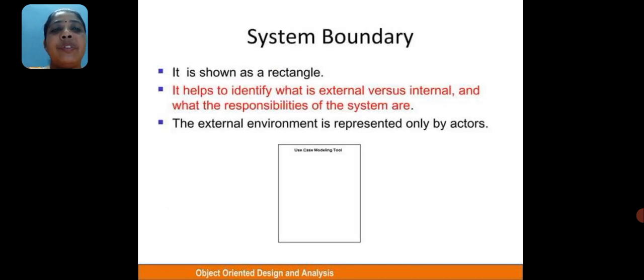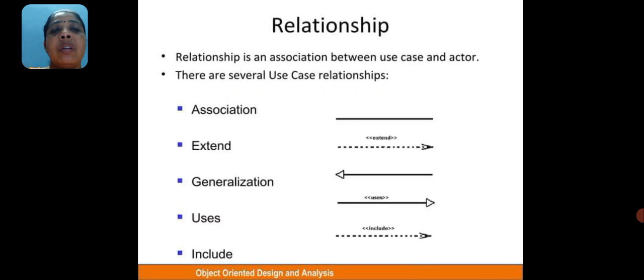This is the structure of the use case diagram. The rectangle box represents the boundary between external and internal entities, which is the responsibility of the users. Next, this is the relationship diagram between the user and the environment. The relationship between a use case and an actor is an association, shown as a straight line, whereas an extension is a dotted line with an arrow. Generalization is a reverse arrow. Uses is a left arrow. Include is shown with dotted arrows.